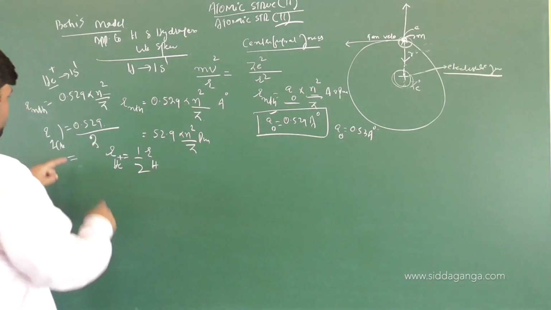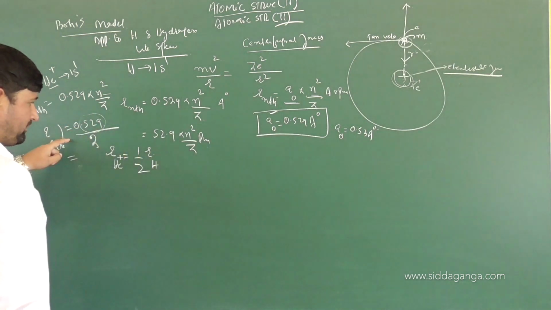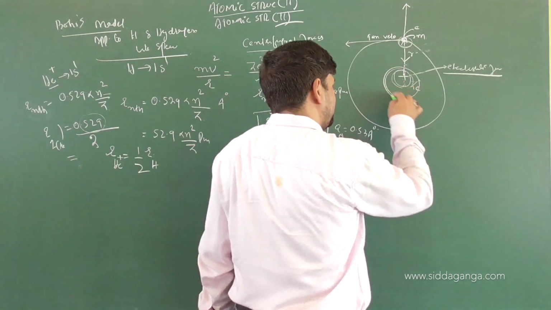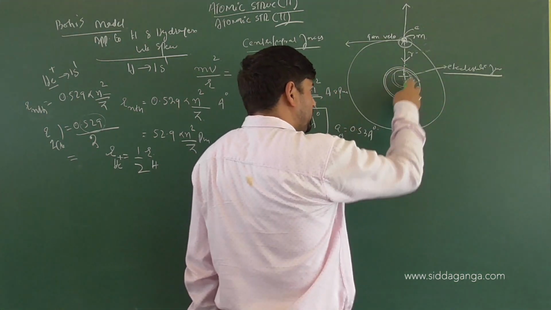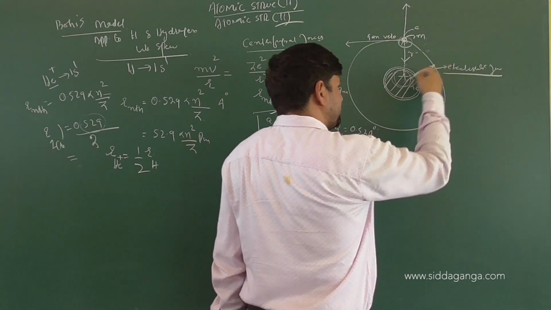Well, am I clear or not? So it will be half of 0.529. What is 0.529? It is the radius of the first shell of hydrogen, and that is logical only, children. How? When the nuclear charge increases, the electrostatic forces increase. The electron is only 1, but there are 2 protons now pulling it.